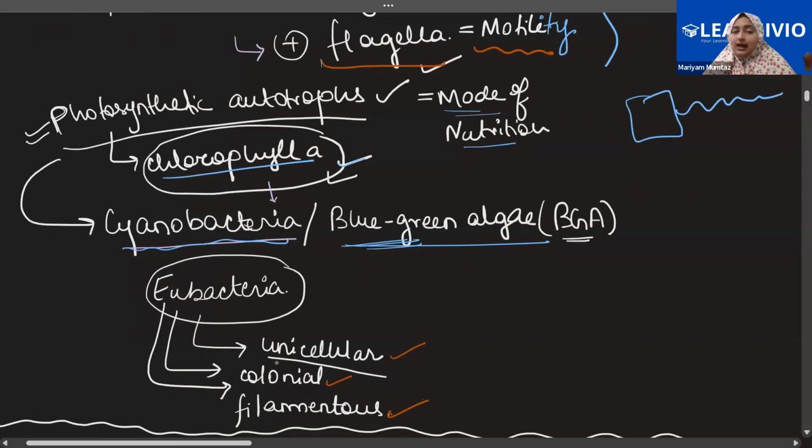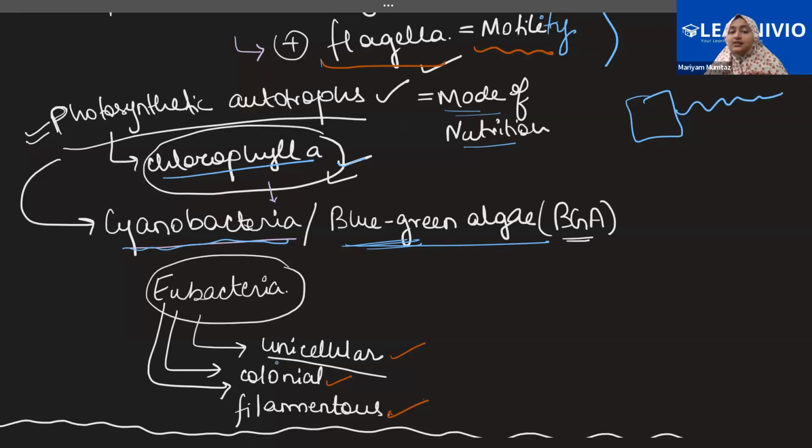Under the eubacteria comes the cyanobacteria. Cyanobacteria are also known as blue-green algae, BGA. Don't confuse it with being an algae. It's not an algae, it's a cyanobacteria. It contains the green pigment and it is photosynthetic. Clear? It's not the algae though.